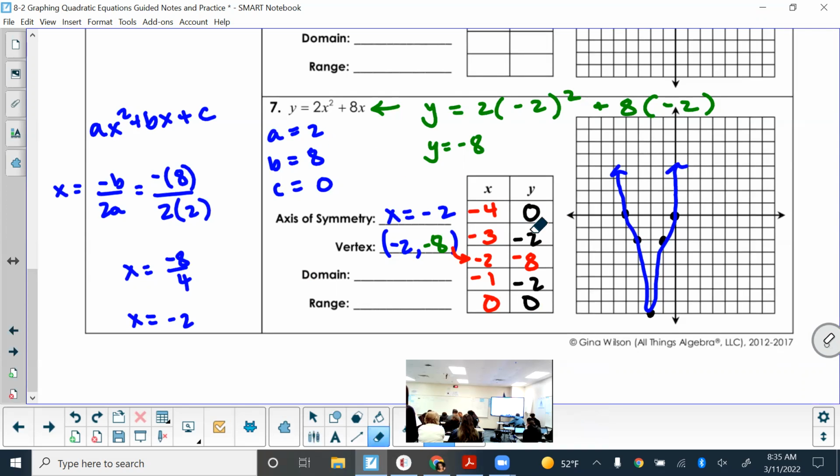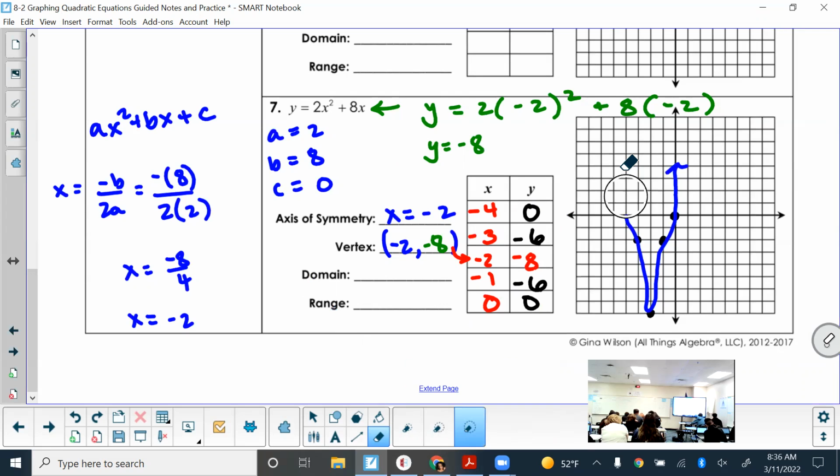Did you guys tell me -6 and I just wrote -2? Okay. Well, good catch. Let me fix this. All right, so then -4 is 0. -3, -6. -2, -8. -1, -6, and 0, 0. All right, sorry about that. I guess I just misheard and I forgot what our button does.